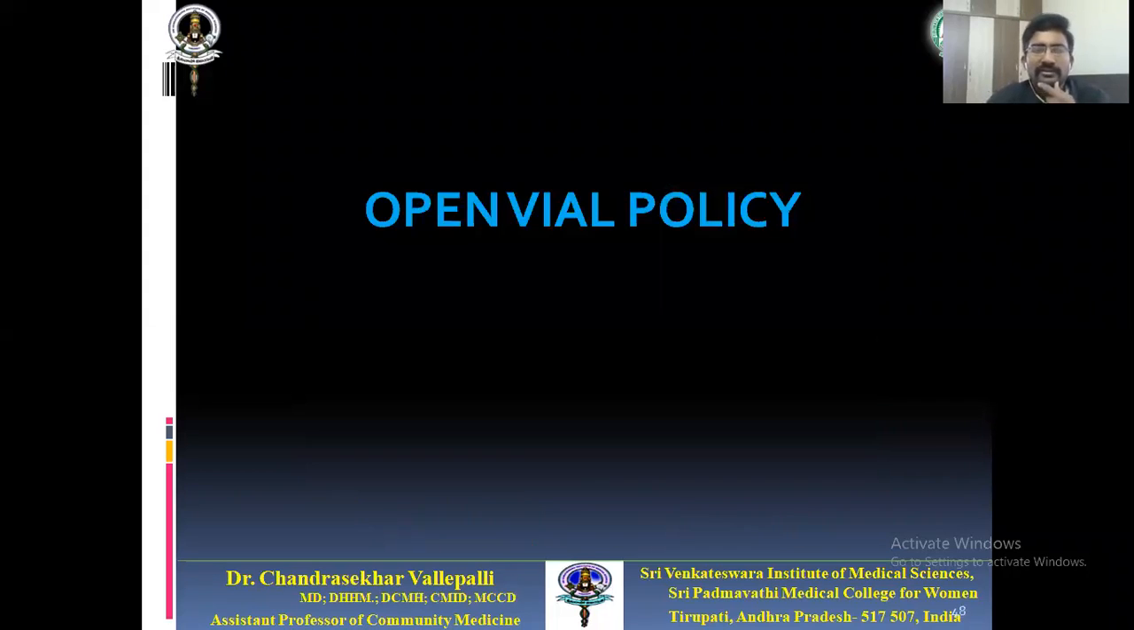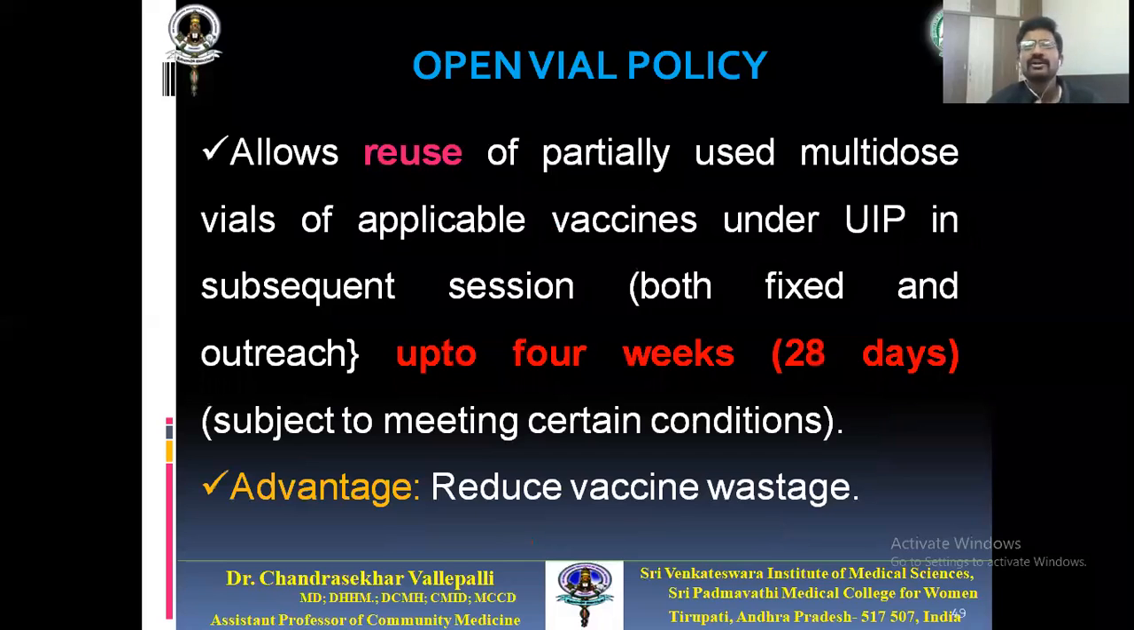Okay. So again, we will discuss the open vial policy. What is this? It will allow reuse of partially used multi-dose vials of applicable vaccines under the universal immunization program in subsequent sessions, fixed or outreach, up to 4 weeks maximum, that is 28 days, subject to meeting certain conditions, like it should be maintained at the correct temperature, and you should write the time and date when it is started.